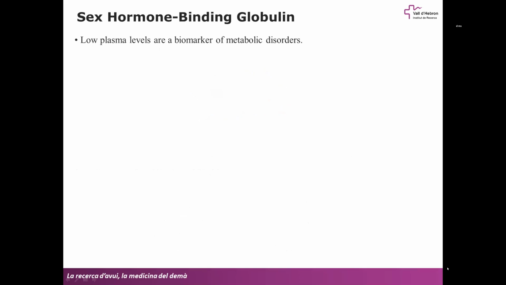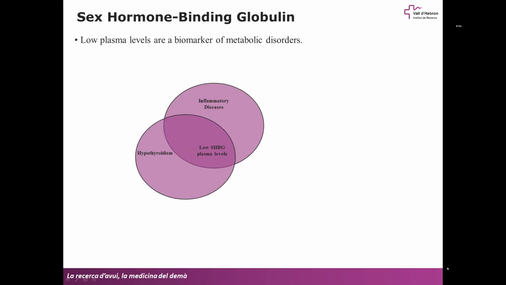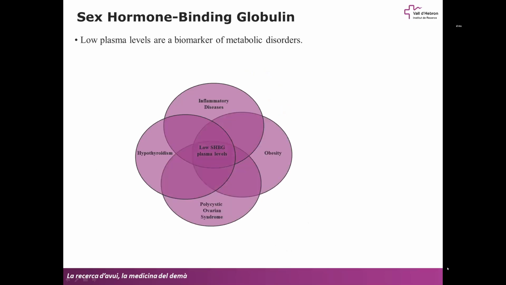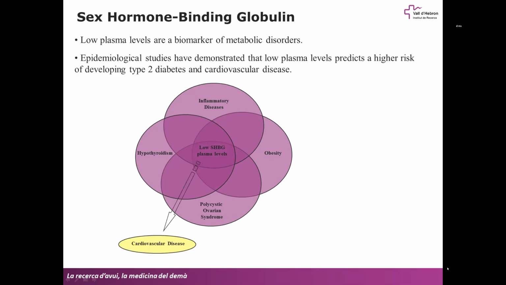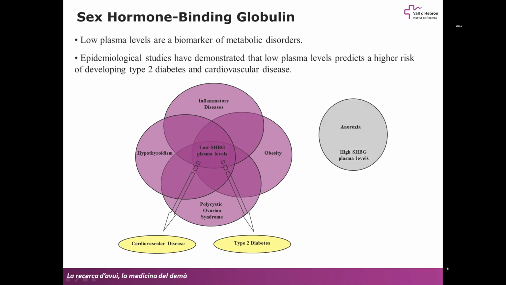Low plasma SHBG levels are a biomarker of different metabolic diseases. And in fact, you can find low plasma SHBG levels in subjects suffering inflammatory diseases, hypothyroidism, obesity, and polycystic ovarian syndrome. More importantly, epidemiological studies have demonstrated that having low plasma SHBG levels predicts a higher risk of suffering both cardiovascular disease and type 2 diabetes. On the other hand, you can find subjects with high SHBG plasma levels suffering from anorexia or hyperthyroidism.